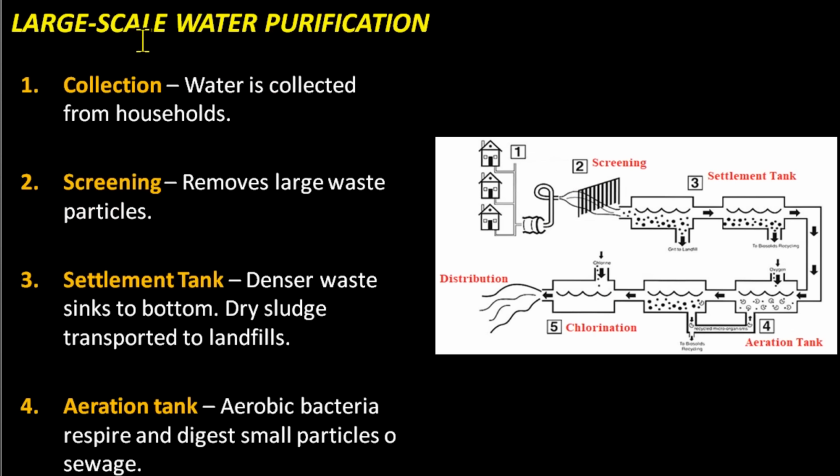How is large-scale water purification done? Well, one, the water is collected from the households, this is just called collection, and then it's passed through a screen. Screening removes large waste particles and sediment. The water then flows into a settlement tank, and the denser waste is going to sink to the bottom. The dry sludge is going to be transported to landfills. Then it's going to flow into an aeration tank which contains aerobic bacteria. These bacteria respire, and they're going to digest the smaller sewage particles as oxygen is pumped into the tank.